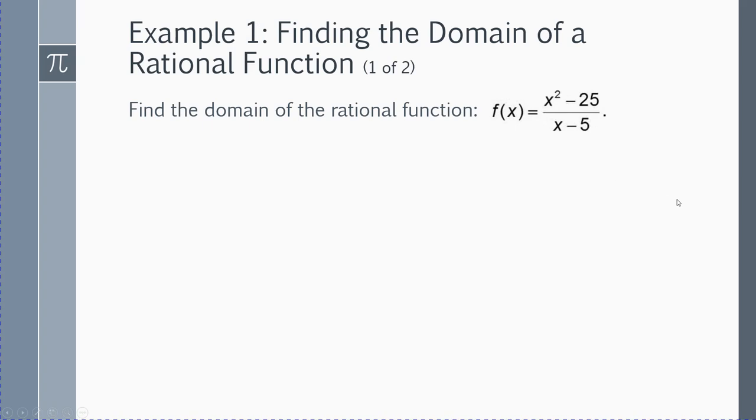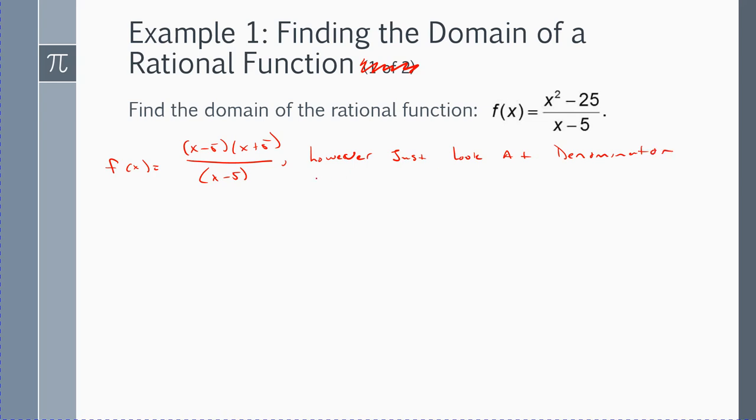Looking at this function, find the domain. You have to be careful here. Maybe you look at this and say, wait a second, x squared minus 25 factors into x minus 5 times x plus 5, all over x minus 5. The x minus 5s will still cancel out. However, if you're looking at the domain, just look at the denominator before simplifying.